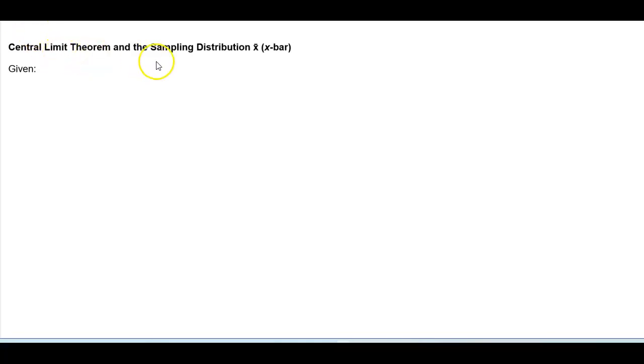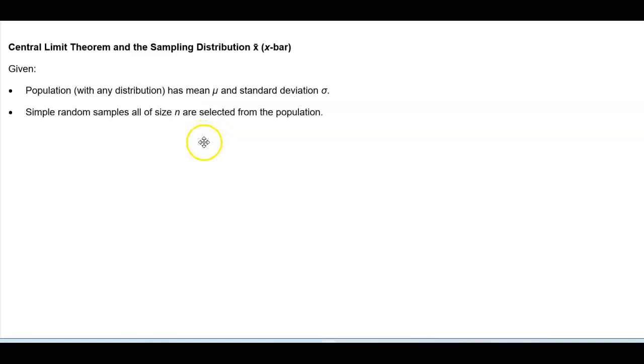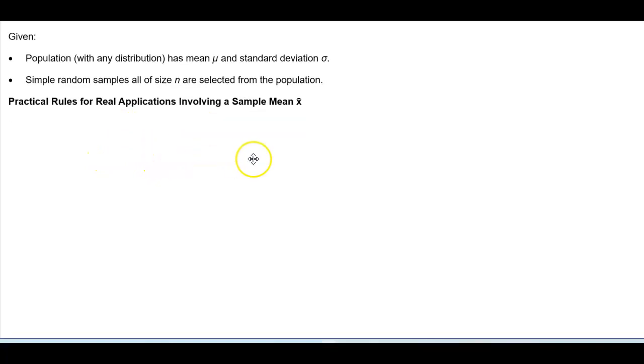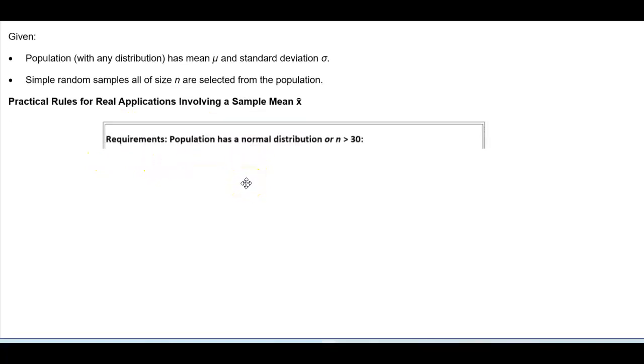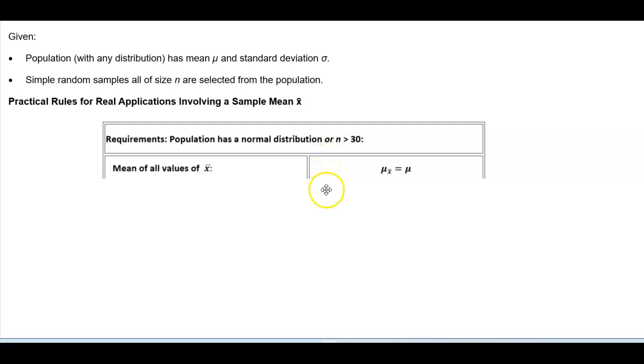Central limit theorem and the sampling distribution of the sample mean, also called x bar, given: a population with any distribution has a mean and a standard deviation. Simple random samples of all size n are selected from the population. Practical rules for real applications involving a sample mean. Requirements: the population has a normal distribution or n is greater than 30.